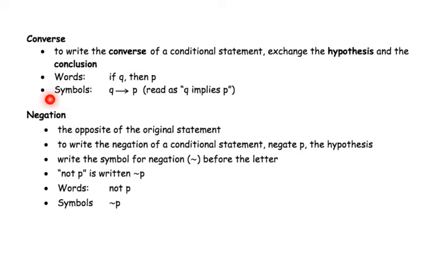Negation, it's pretty straightforward. It means the opposite of the original statement. So if I say it is not true, then the negation of that would be it is true. So to write the negation of a conditional statement, you negate P, which is the hypothesis. The symbol for negation is this little squiggly here, and that would go before the letter. So not P is written as so. And obviously we would say that not P, and there is your symbol of what it would look like.